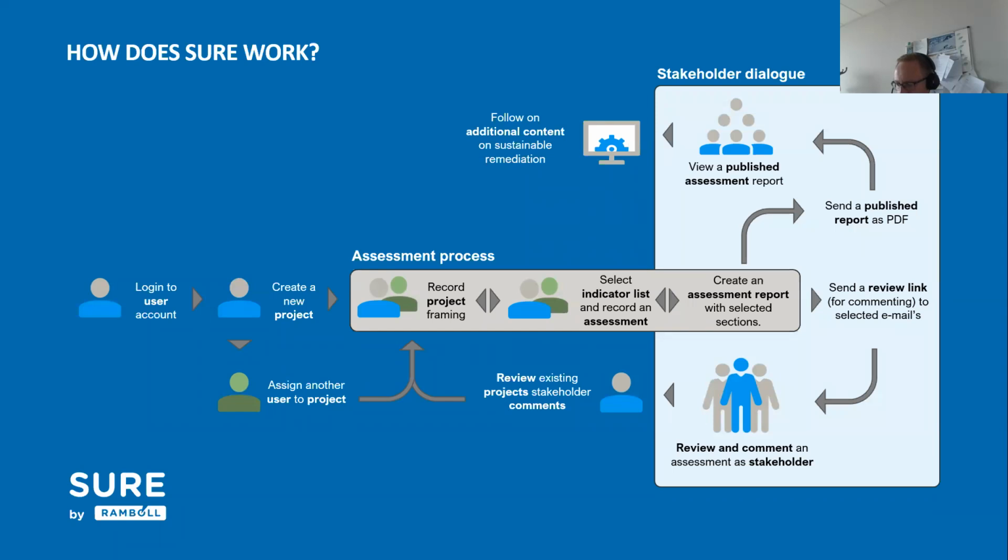Here we have an overview of a SURE project lifecycle. We log in and create a new project. We frame the project and then select the indicators by which we are going to assess the options, the ones that we have pre-selected for comparison. We then assess these options and generate a report. The iterative nature of SURE then allows stakeholders to comment on the assessment and pass it back to the assessor, who can then make any appropriate revisions and finally issue as a PDF report.